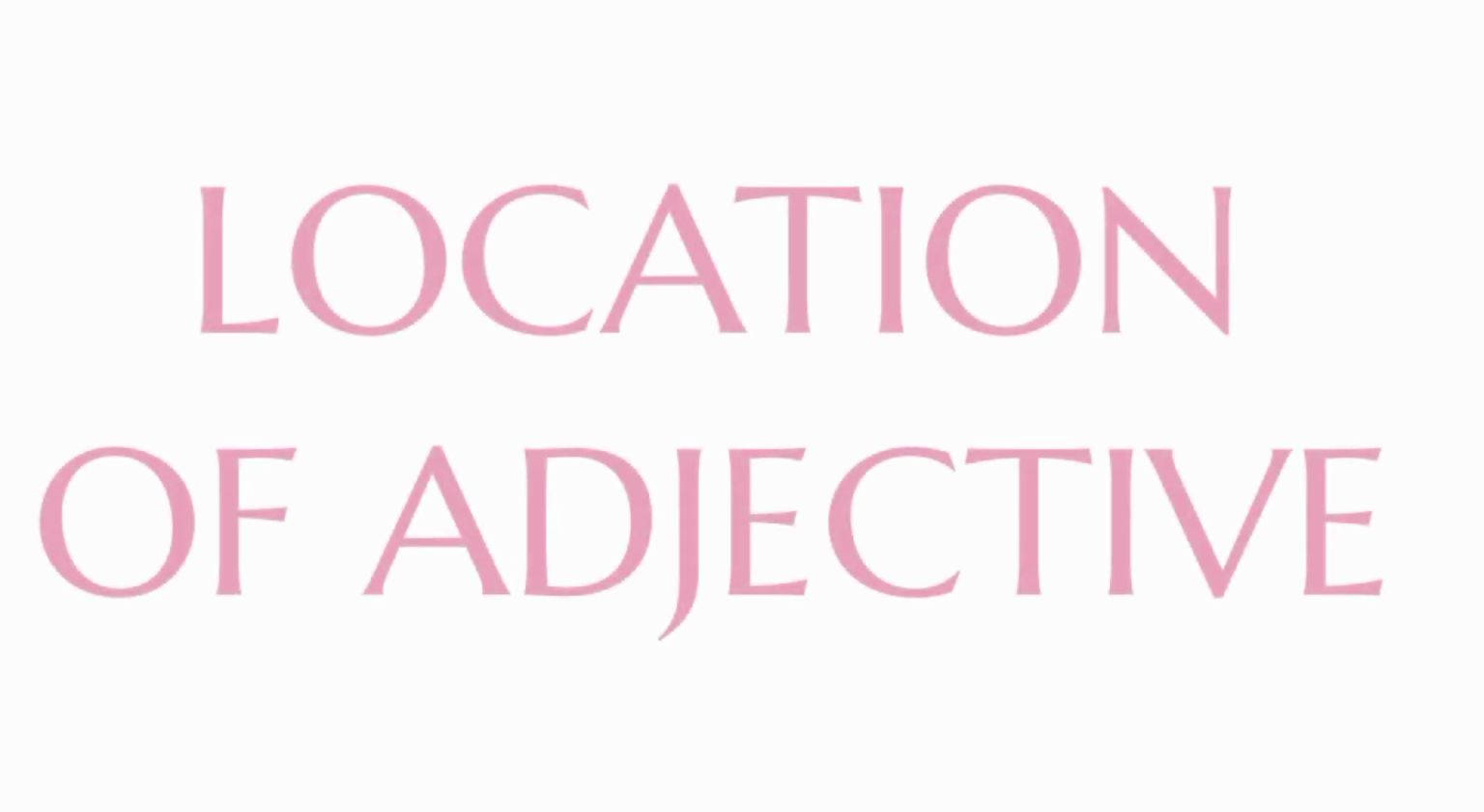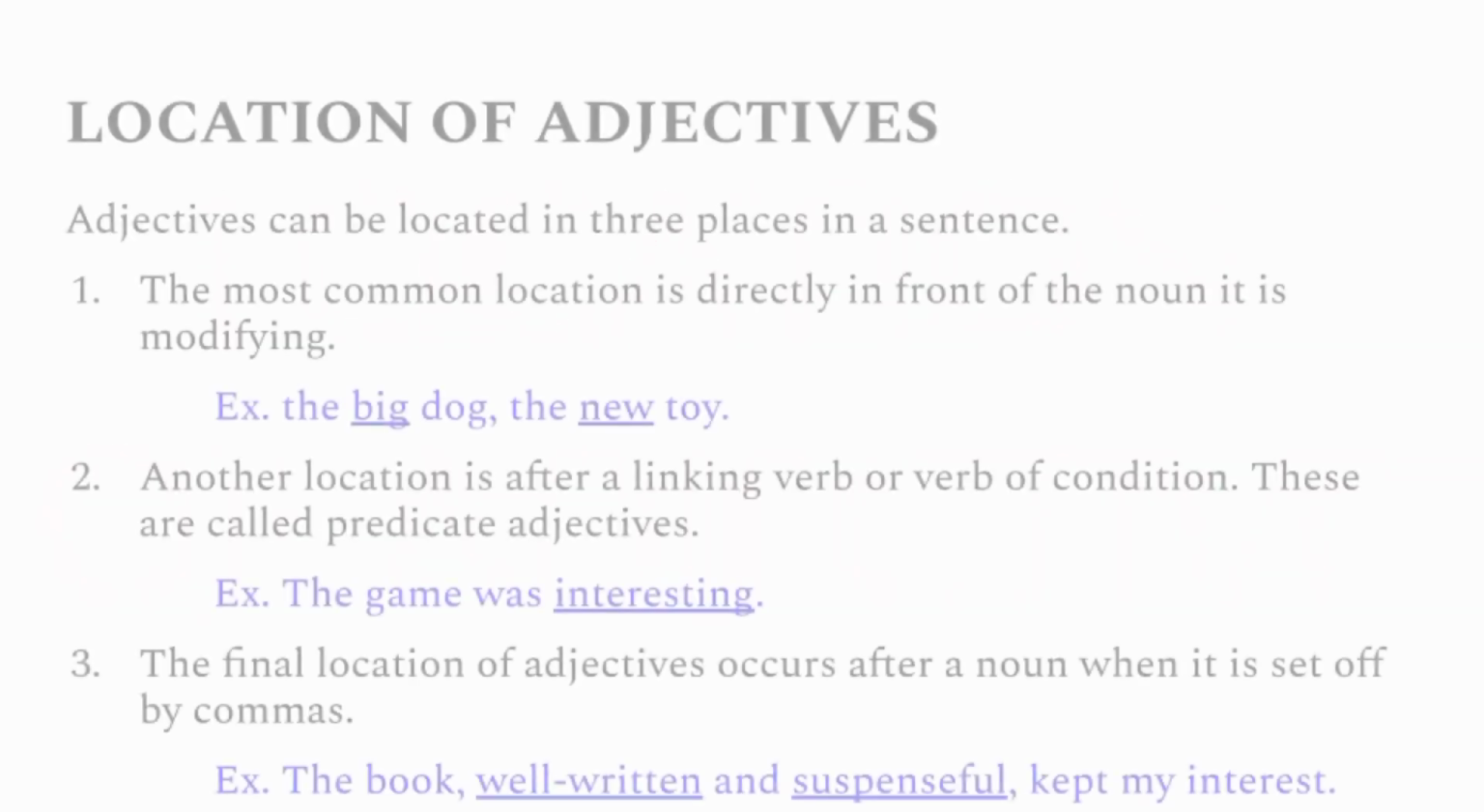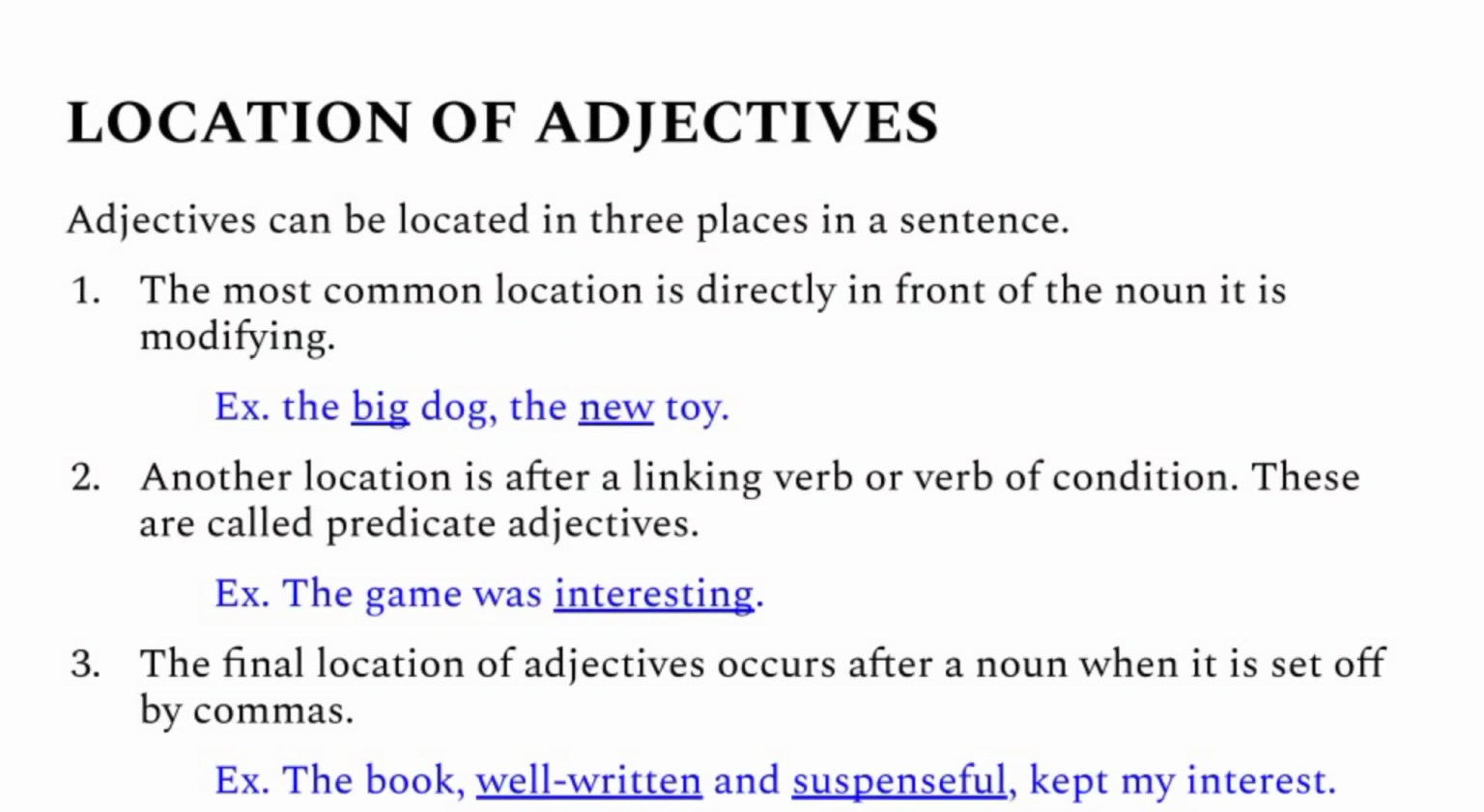Next, location of adjectives. Adjectives can be located in 3 places in a sentence. The most common location is directly in front of the noun it's modifying. Example, the big dog, the new toy. Here, big and new are the adjective words. They give more information about dog and toy.